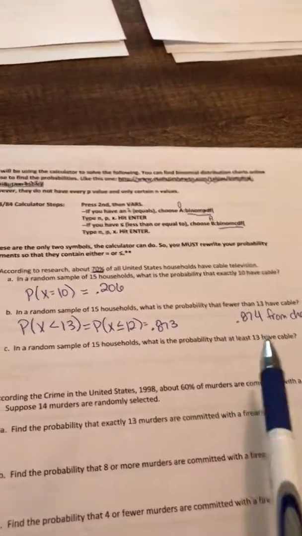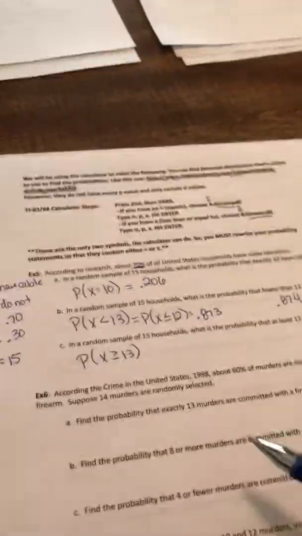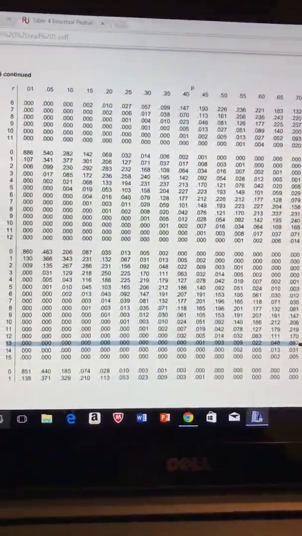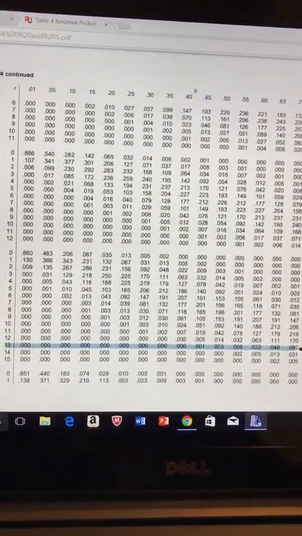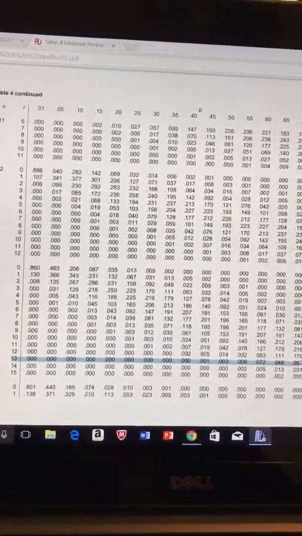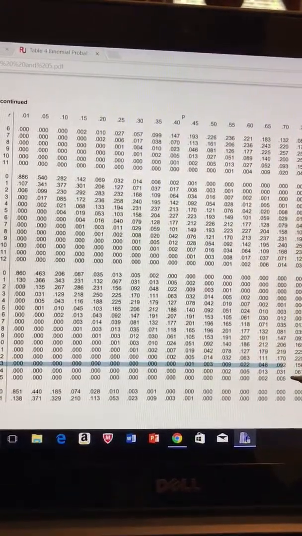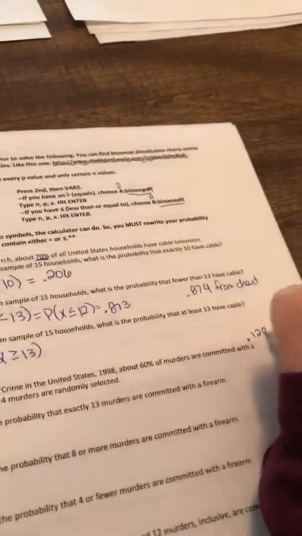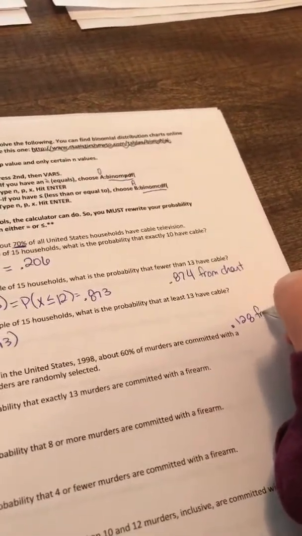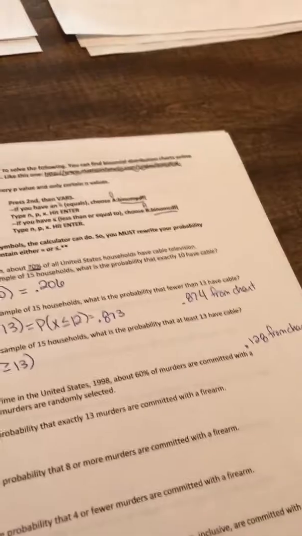For part C, what's the probability that at least 13 have cable? At least means can't be less than 13, so you're greater than or equal to 13. On the chart, here's 13. You'd add up 0.092 plus 0.031 plus 0.005, and you should get 0.128. So you would get 0.128 from the chart, which is acceptable. That's fine.